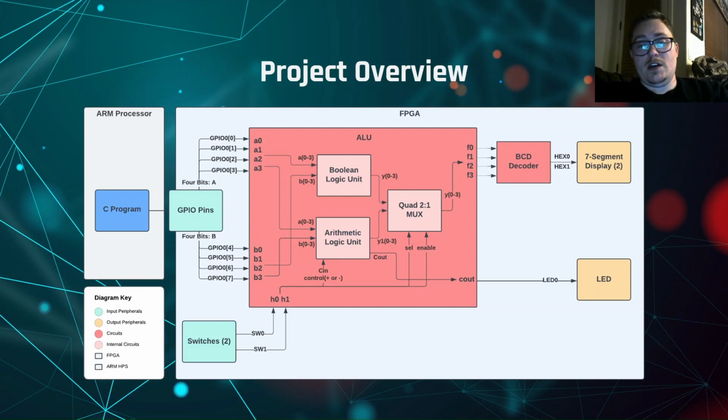One will be used as actually the carry in for the arithmetic logic unit, but it is actually used to determine which operation, addition or subtraction, is performed as well. And then the second switch will go to the multiplexer, and even though there's an enable there, I've actually disabled that function.